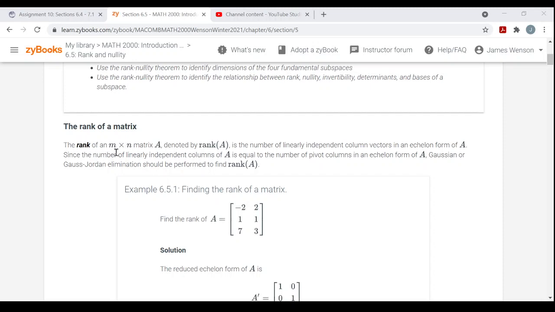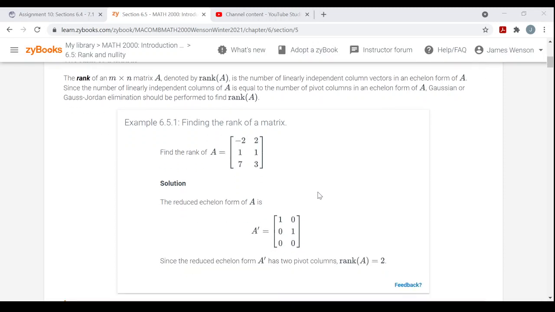The rank of an m by n matrix A, denoted by rank of A, is the number of linearly independent column vectors in an echelon form of A. So echelon form or reduced echelon form. So basically the number of pivot columns, because remember, all the pivot columns correspond to a set of independent column vectors. So since the number of linearly independent columns of A is equal to the number of pivot columns in an echelon form of A, Gaussian or Gauss-Jordan elimination should be performed to find the rank of A.